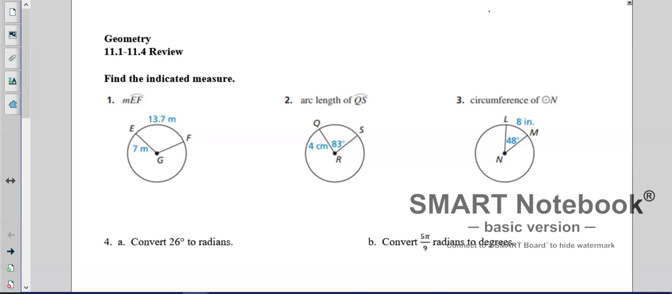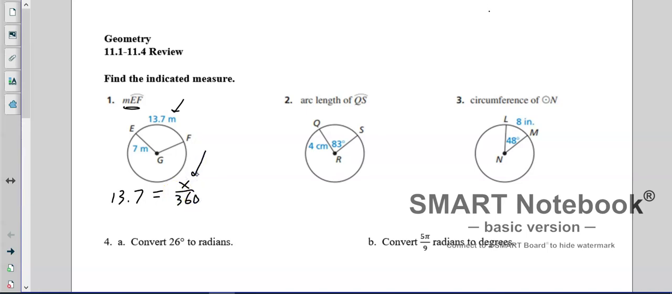Okay, so here we have the review for the Chapter 11 quiz, or the first 4 sections. So we're trying to find the measure of an arc, right here, right? We have the arc length. Remember, measure is a degree measurement. Measure of the arc is degrees, okay? So the formula is the arc length is equal to the arc measure, which we don't know, divided by 360.